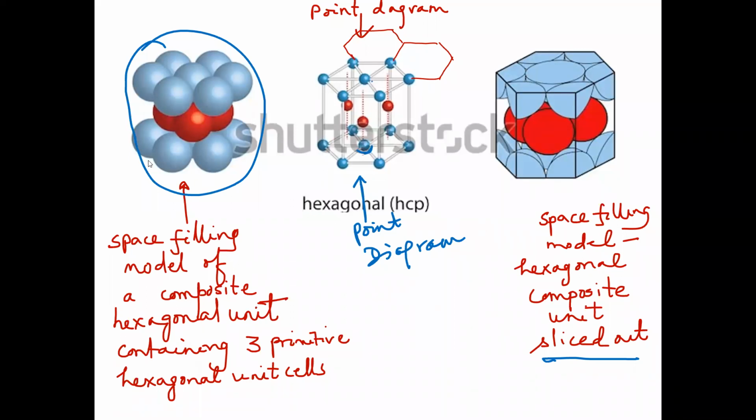Another 5 minutes are left. So if I ask you a question, what is the sphere? Who can answer this question? Raise your hand. Any sphere which is at the corner of a hexagon, the top layer and the bottom layer, is shared by how many unit cells?